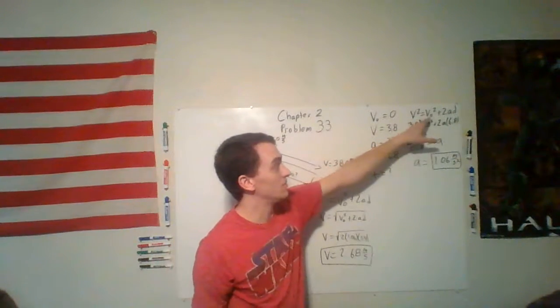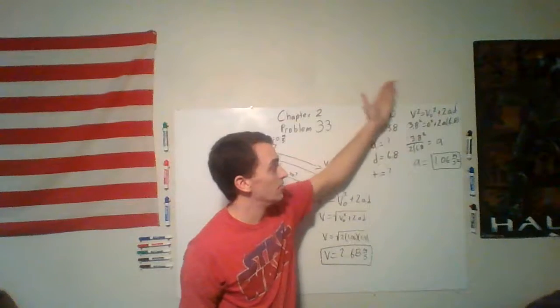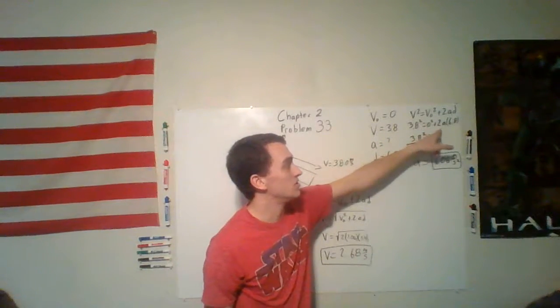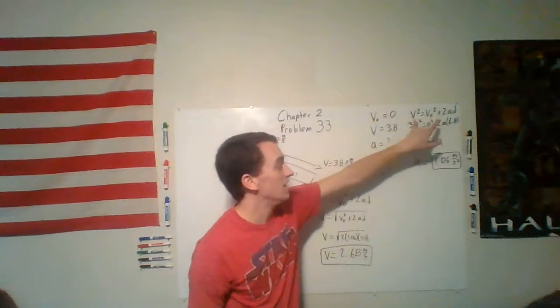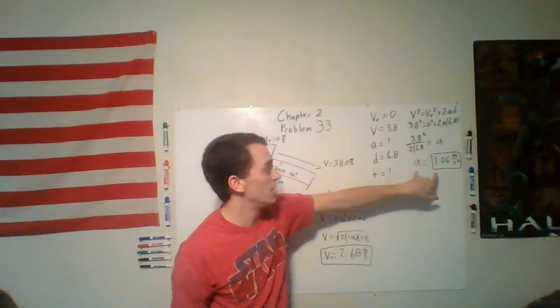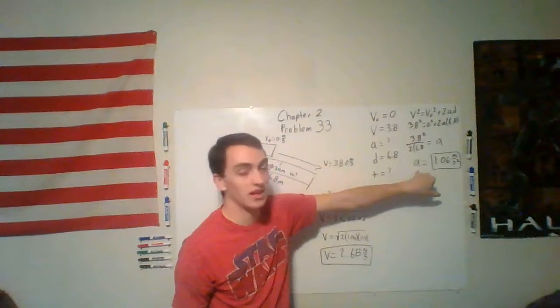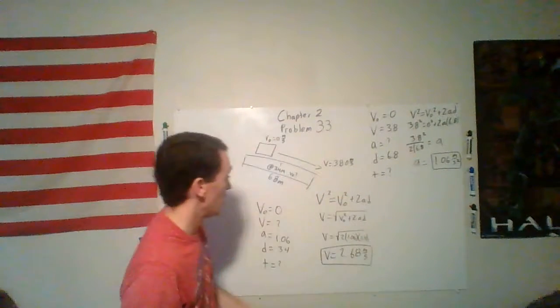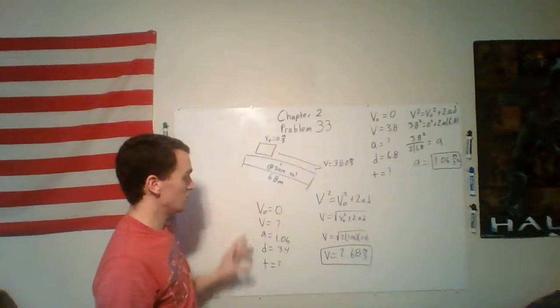So v squared equals v naught squared plus 2ad. Plug in your variables, you get 3.8 squared equals 0 squared plus 2a times 6.8. Basic algebra, solve, and our acceleration for the block while it's traveling down the ramp is 1.06 meters per second squared. So we can now go and change up our variables.